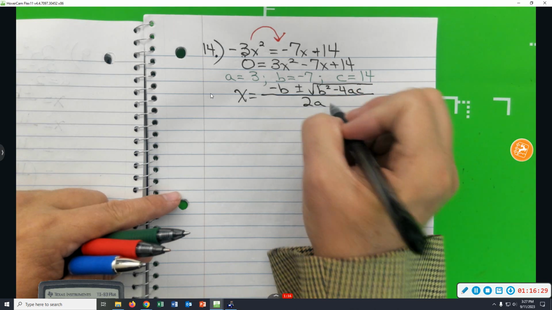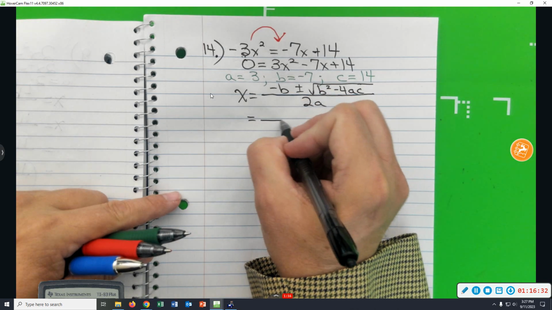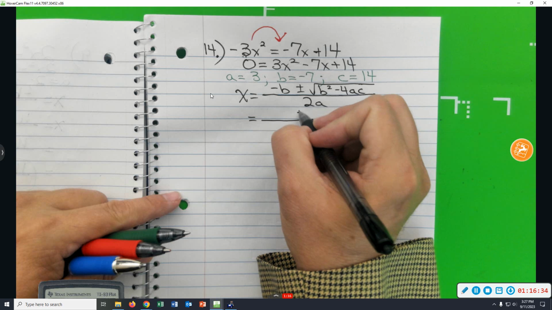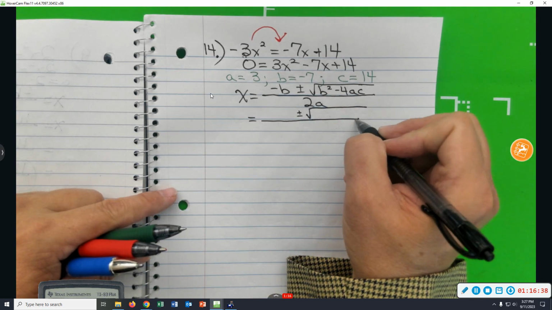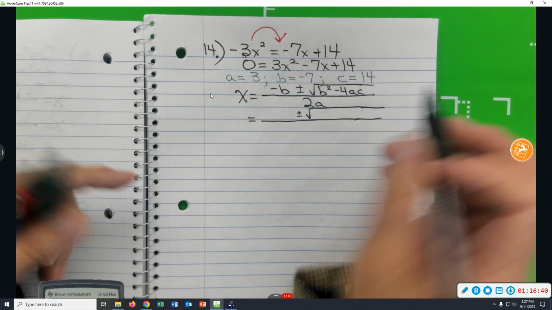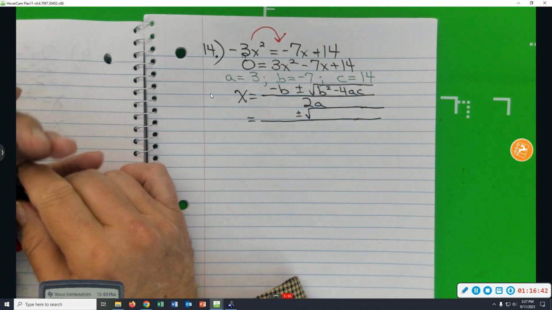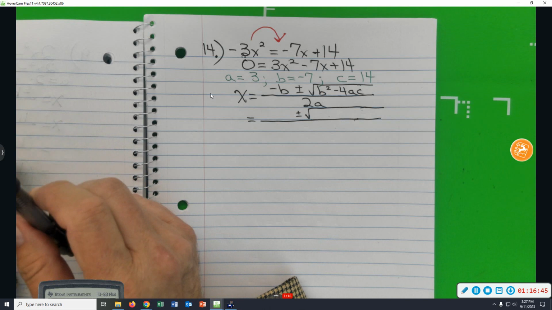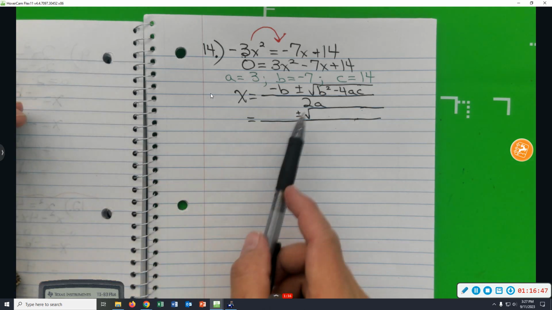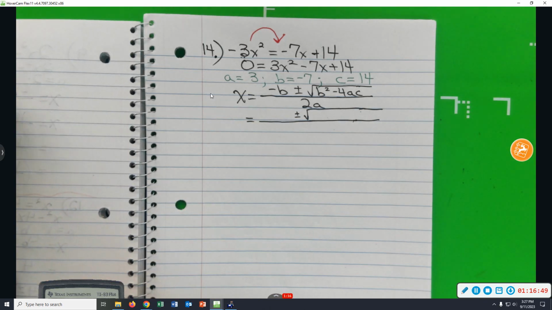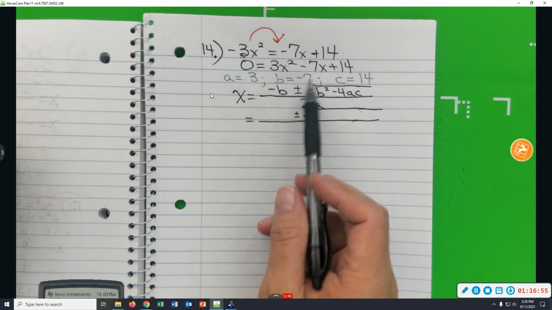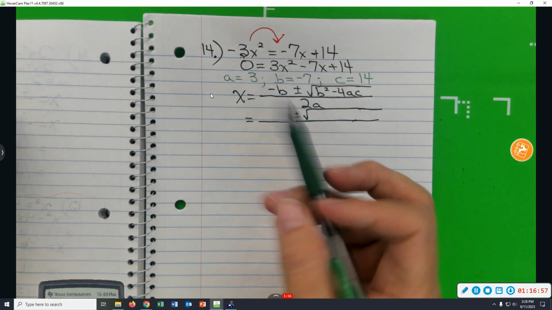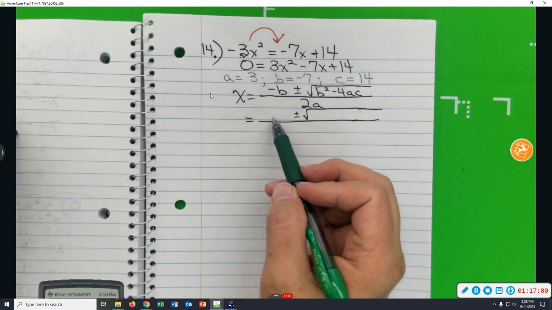Haven't y'all already memorized the negative b over 2a? Every time you use it, you write it down. I had a colleague once tell me that they couldn't write that formula down every time they used the quadratic formula. Okay, negative b. What am I going to have here?